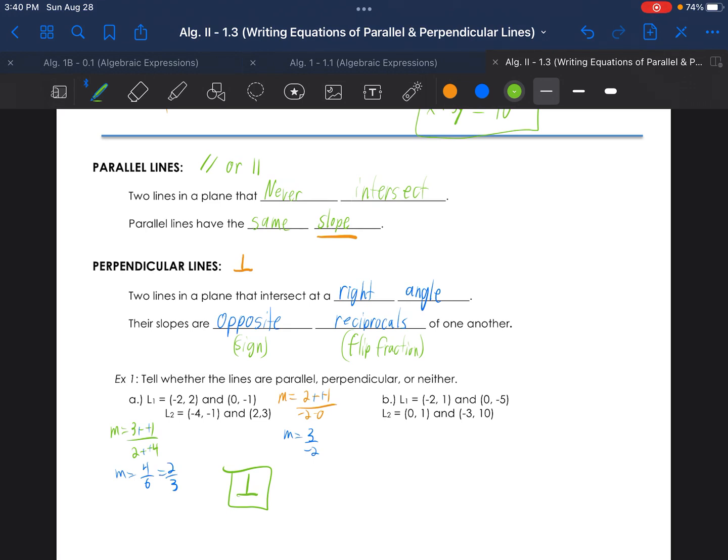Now on to letter B. You might want to do this on your own. Pause the video, and then watch the video after you're done.